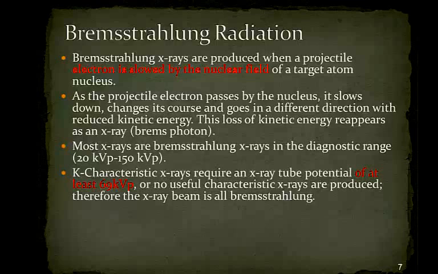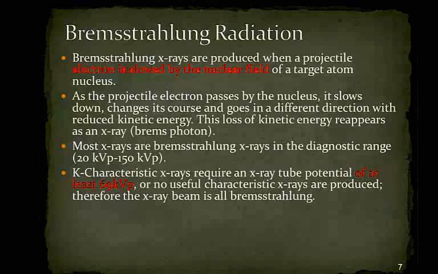Again, kinetic energy is the energy of motion. This loss of kinetic energy reappears as the X-ray Brems photon. So it is the loss of energy that appears as the Brems photon itself. Most X-rays are Brems in the diagnostic range, 20 kVp to 150 kVp. The next part is very important to understand the difference between the two. Characteristic X-rays require an X-ray tube potential of at least 69 kVp, or no useful characteristic X-rays are produced. Therefore, the X-ray beam is all Brems.